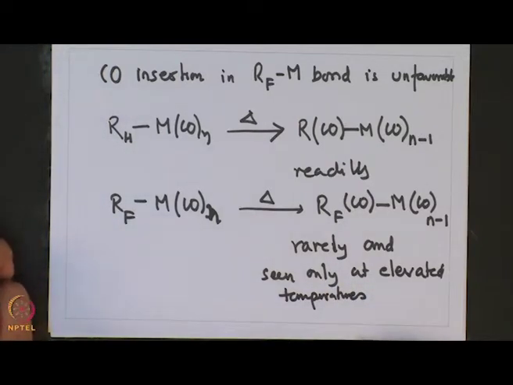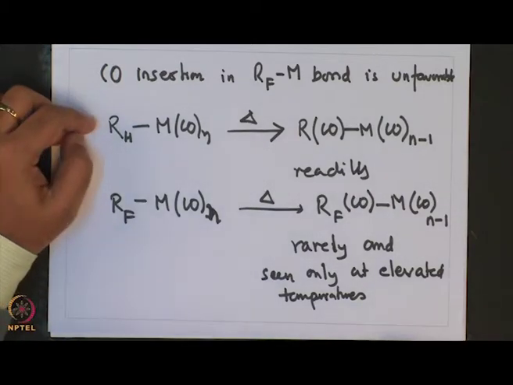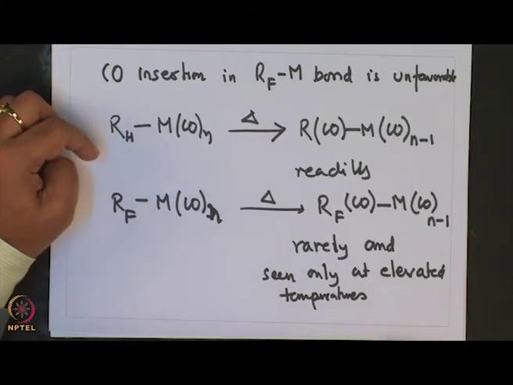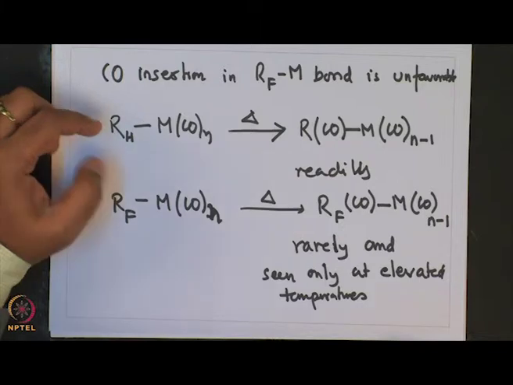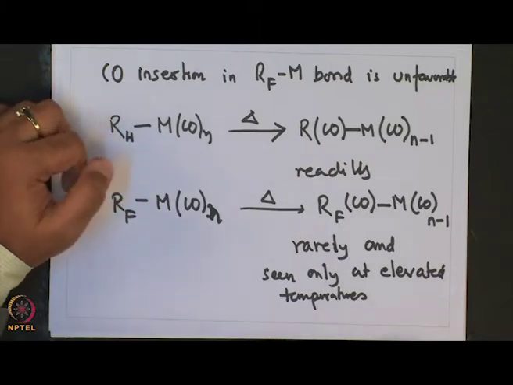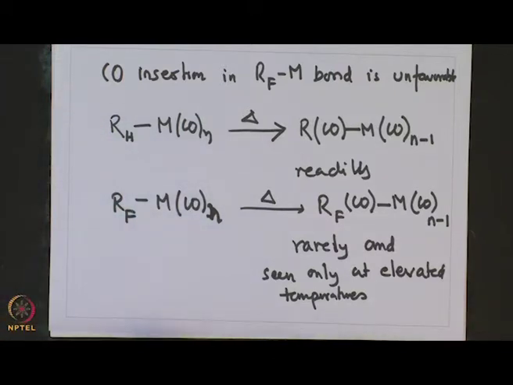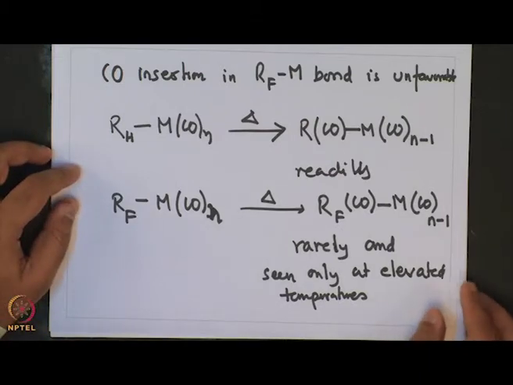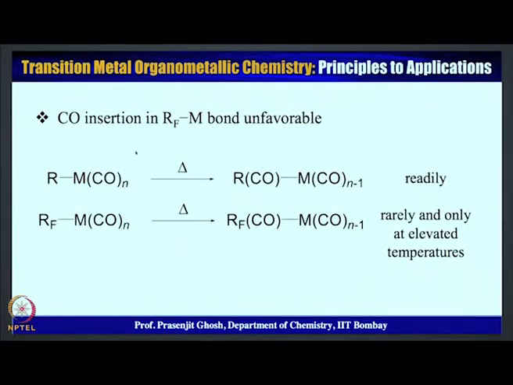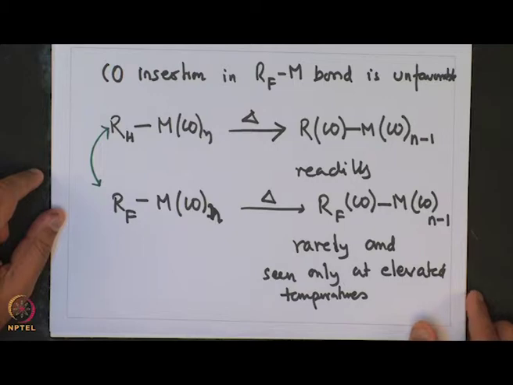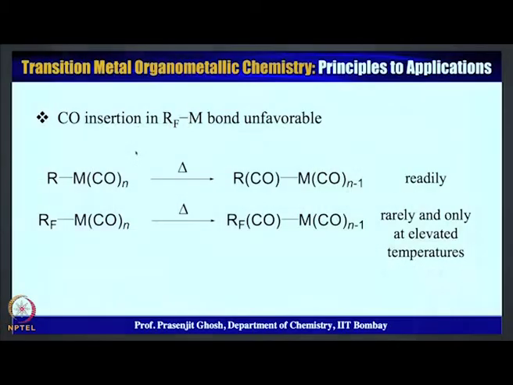So, the reaction which is common for alkyl carbonyl complexes, this reaction of CO insertion into a metal carbon bond, is absolutely rare for perfluoro metal carbonyl complexes and proceeds at a very high temperature. So, this sort of highlights the difference in reactivity between these two classes of compound, even though structurally they may be very similar in resemblance.